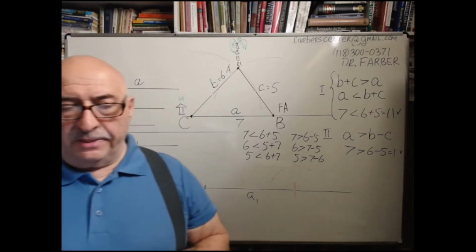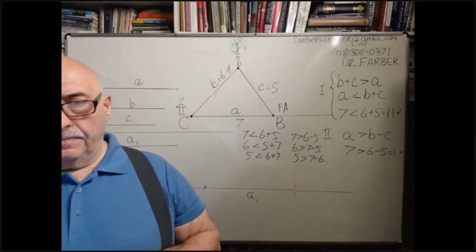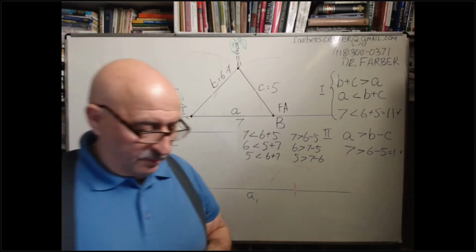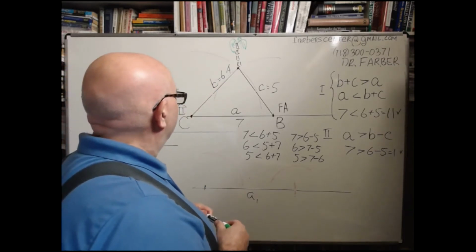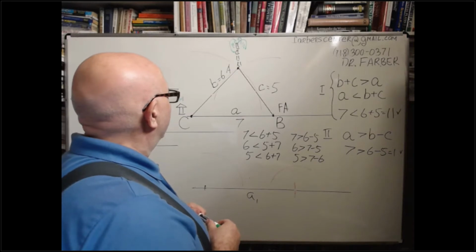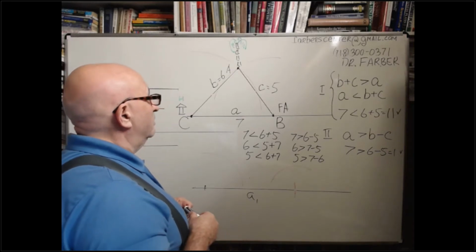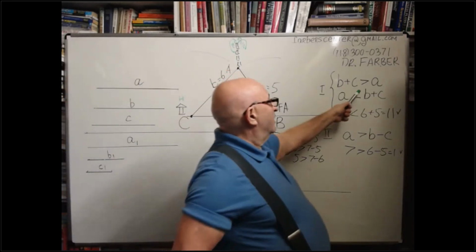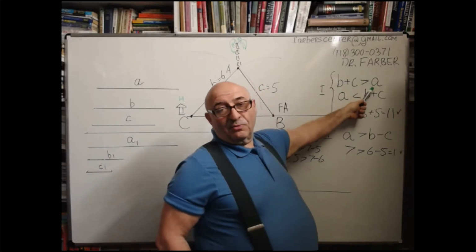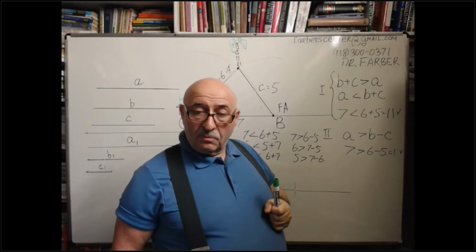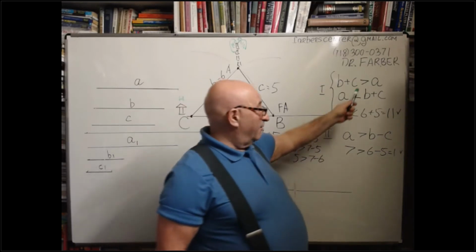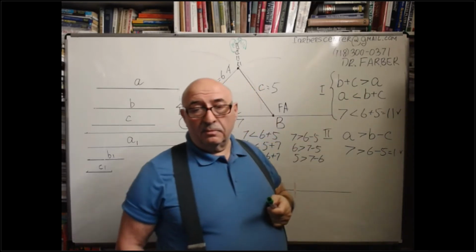So yes, I have a question. Let's just say that A would be 7, B would be 4, and C would be 3. 4 plus 3 is equal to 7. Would it count as a triangle or no? What do you think? Does this look like equality? Is it an equal sign or not? No.